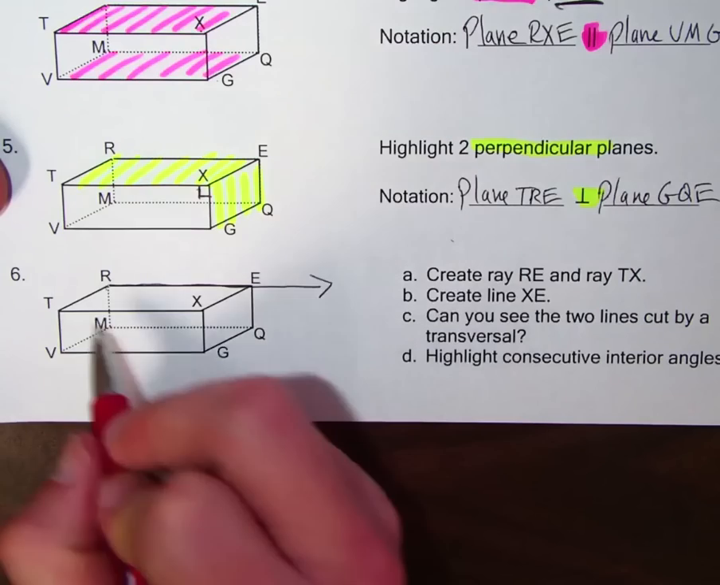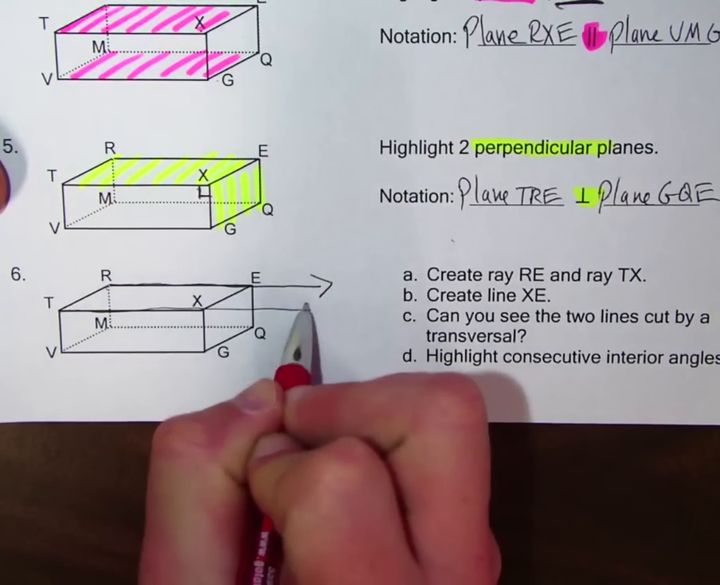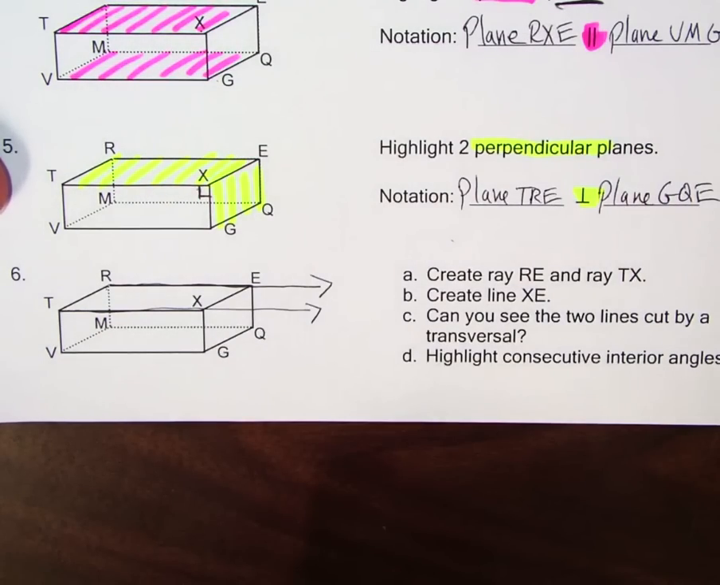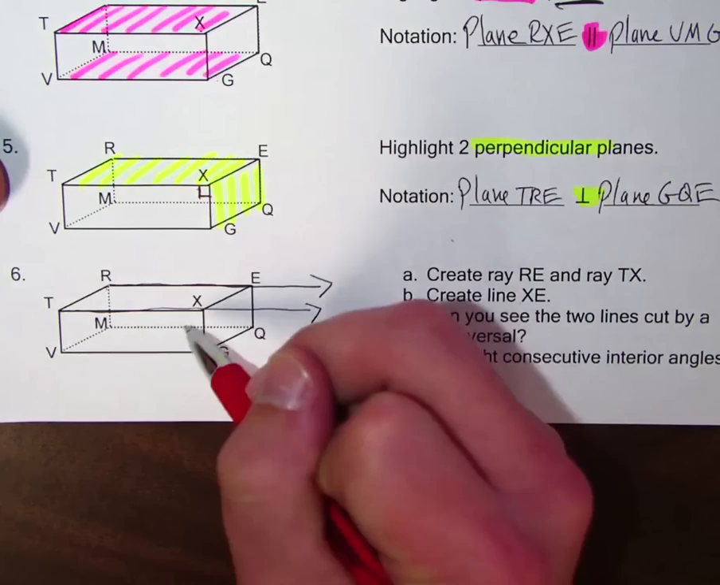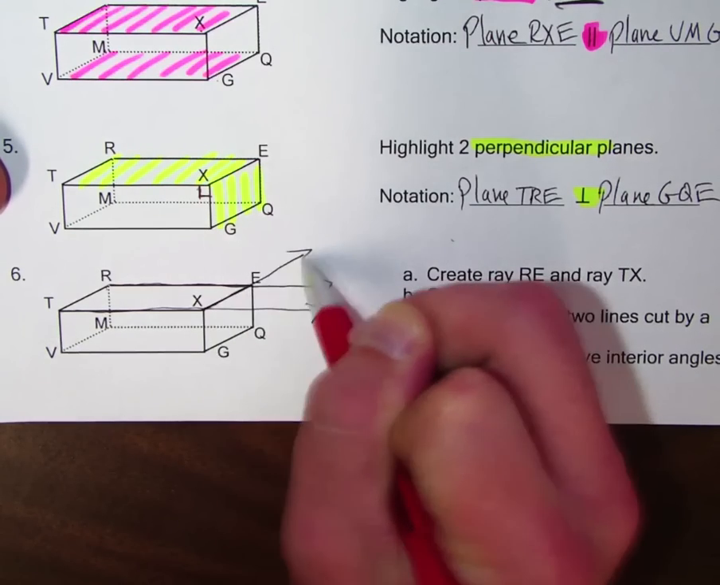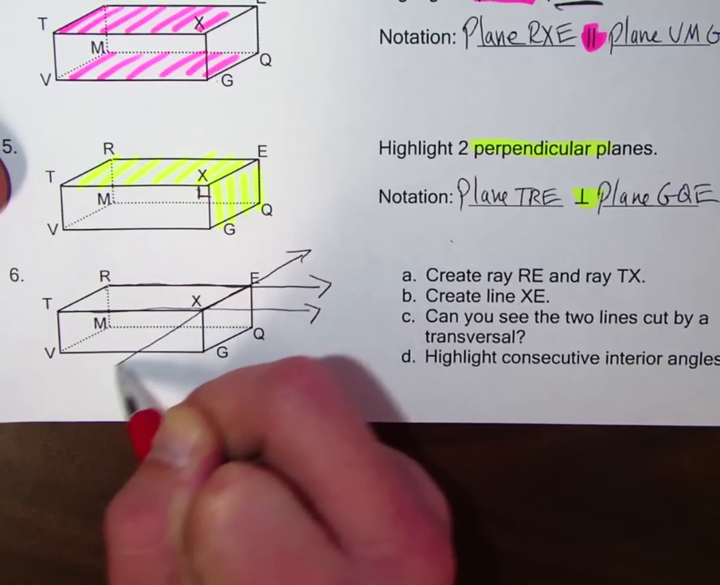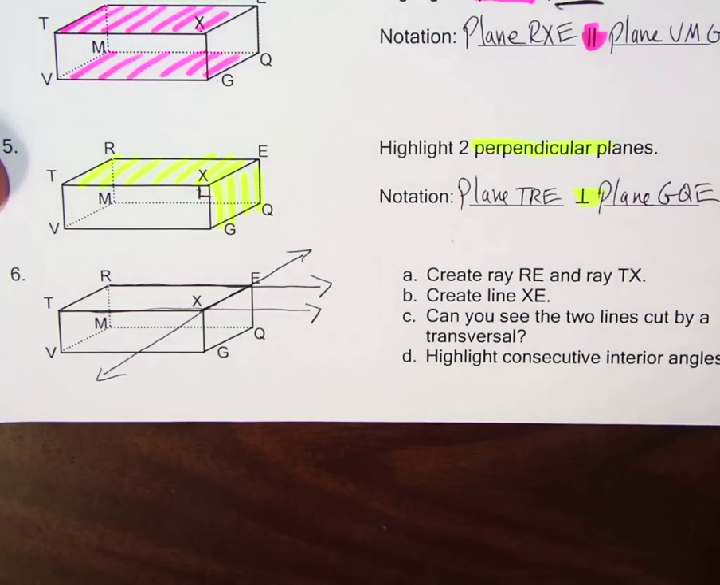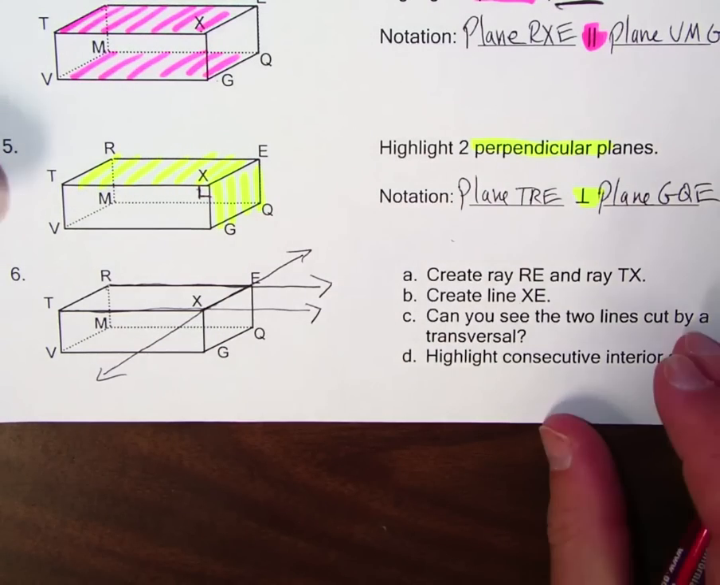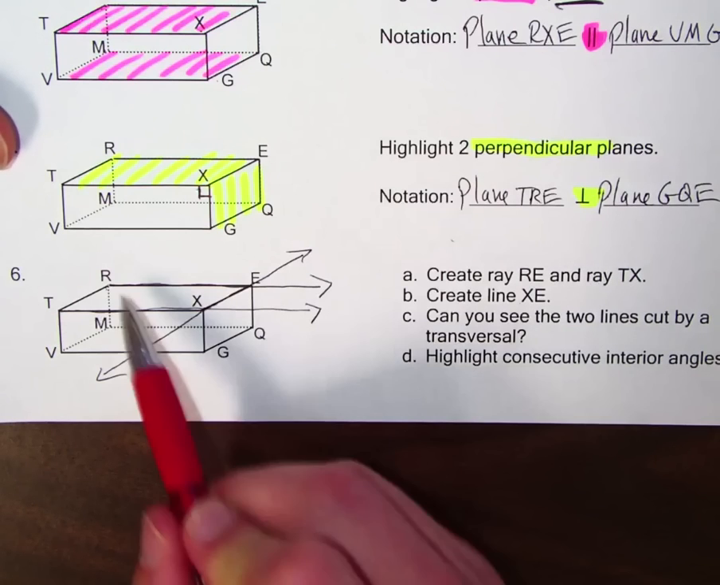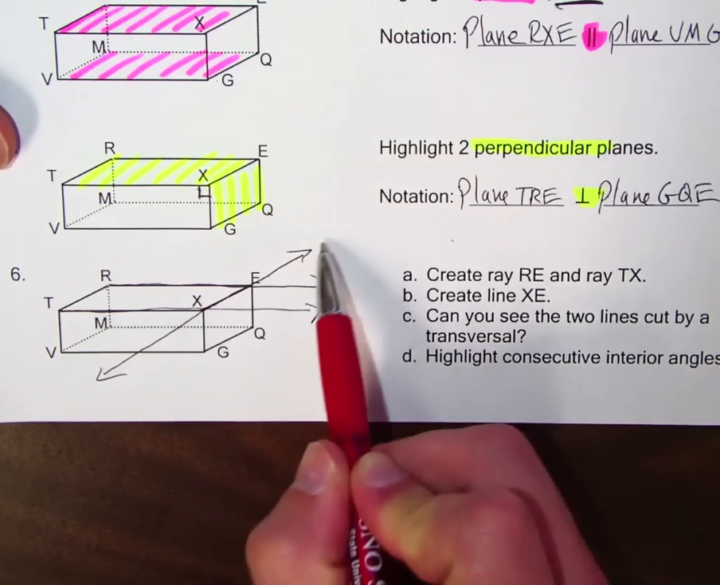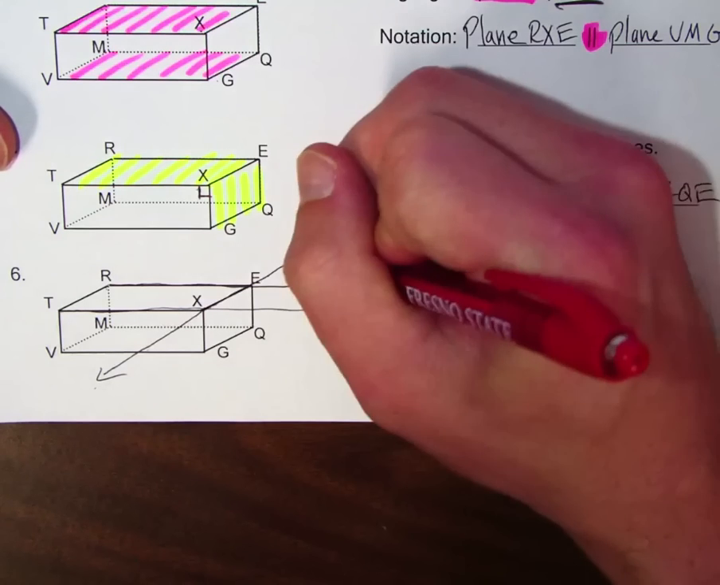I'm going to do ray TX. And now where is line XE? It said line, so I have to go the other way too. Okay, can you see the two lines cut by a transversal? Here are my two lines here, cut by this transversal.